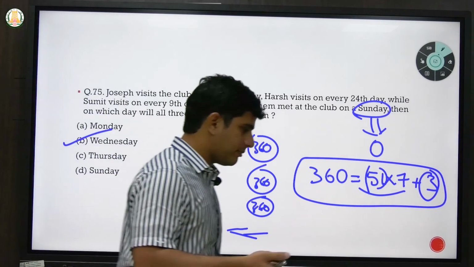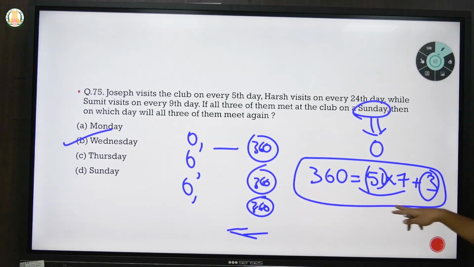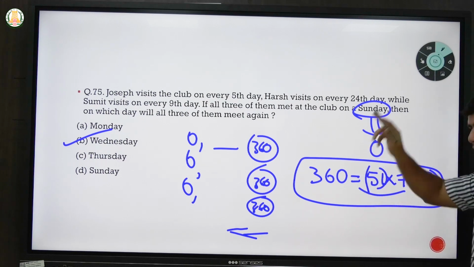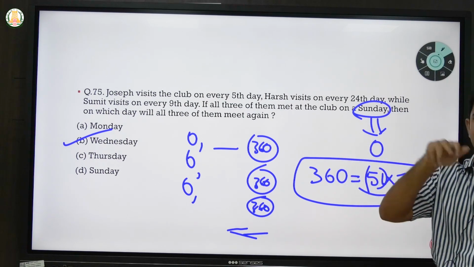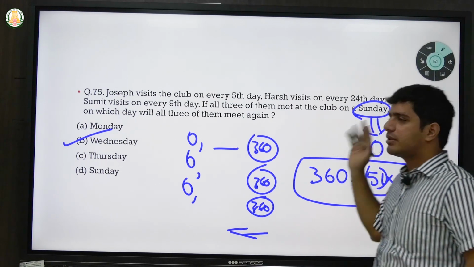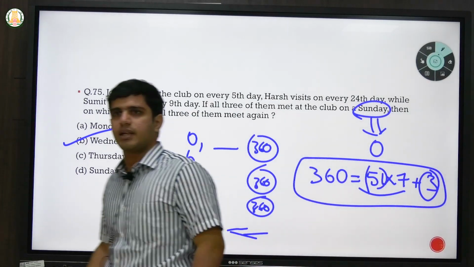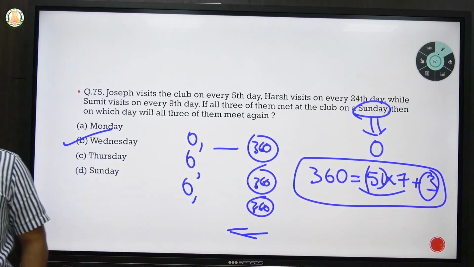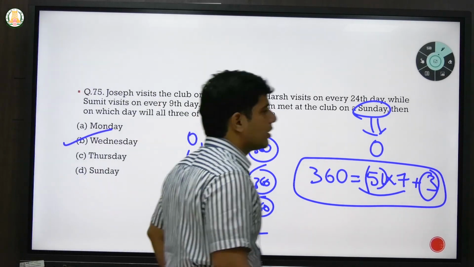That is also correct. Basically, this way of representation is that only. This is the divisor. This is the remainder. So you can put it in that divisor form, get the remainder, and add that remainder to Sunday, so that you will get the correct answer. Okay, that is also a correct answer. Okay, any corrections?